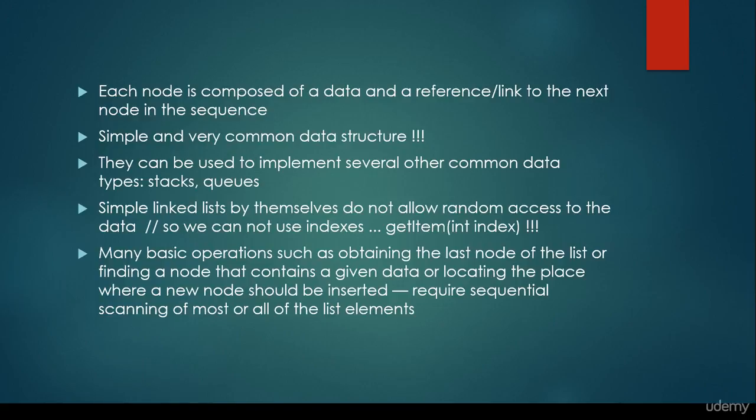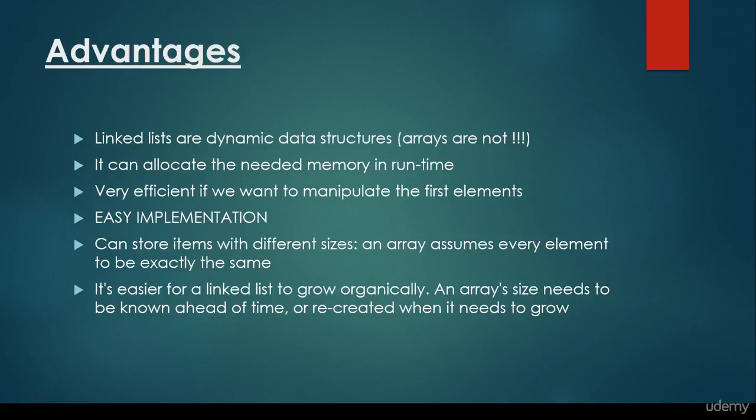Many basic operations such as obtaining the last node of the list, finding a node that contains given data, or locating the place where a new node should be inserted require sequential scanning of most or all of the list elements. So we have to iterate through and visit all the nodes in the linked list in order to find an item, for example, or remove an item. Of course, if we are manipulating the first item of the linked list, unlike arrays, it's going to be very fast. So what are the advantages of linked lists?